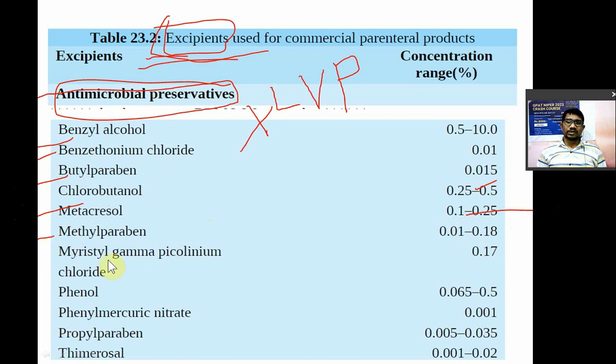Methyl paraben is used as a preservative in the parenteral in a concentration of 0.01 to 0.08. Myristyl gamma picolinium, that is used as a preservative in 0.17%. ये इसके ऊपर पूछा है. Myristyl gamma picolinium is used as an additive in the parenteral. It is a preservative or antimicrobial agent.